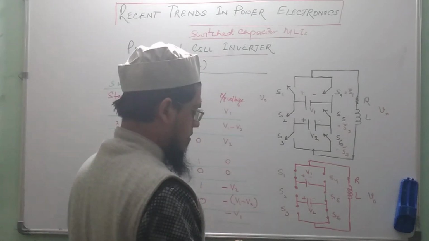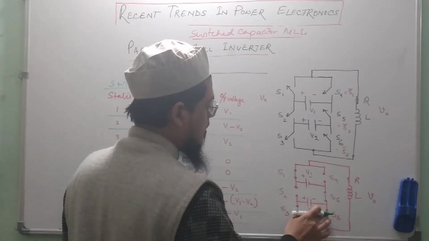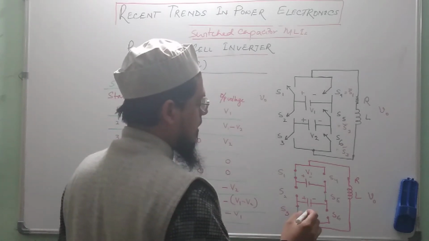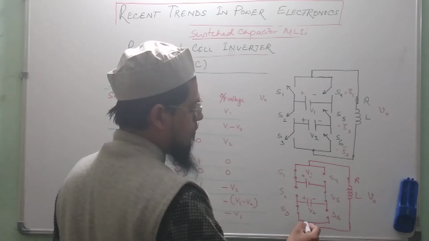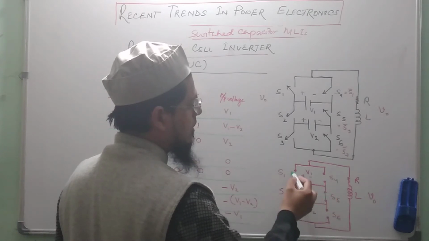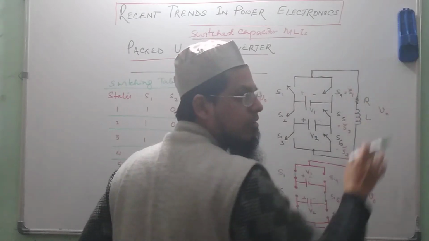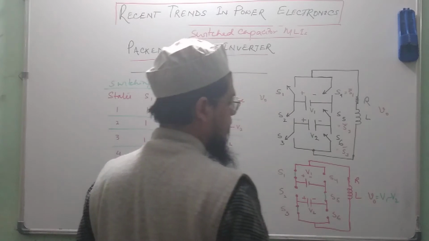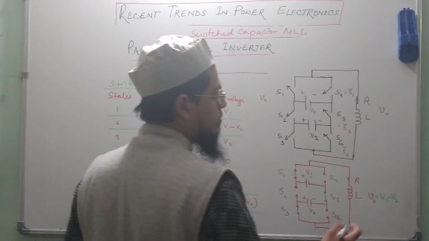If S3 is on, that means S6 is off. So if that is the case, we have to trace the path from S3, then through the capacitor, through S5 and then through S1 and back to the load. So the output voltage that will appear across the load will be equal to V1 minus V2. This is state 2, the second state.